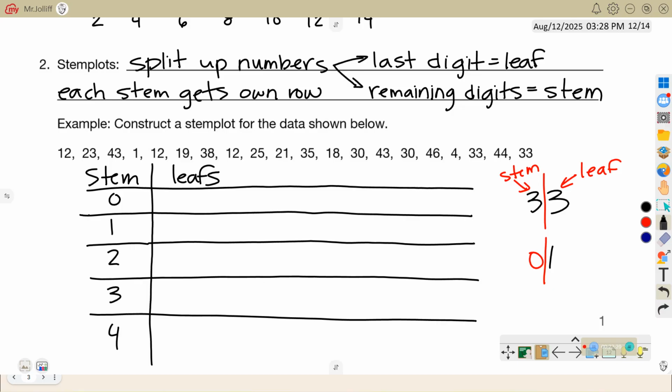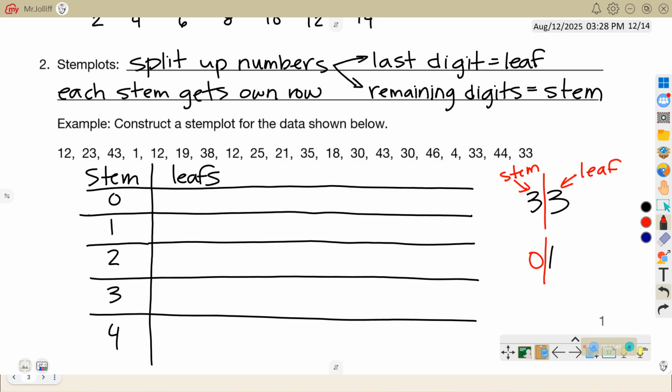From here, it's kind of like a dot plot. I'm going to put the numbers in order in the stem that they belong to. The trick is they need to be in order from smallest to largest. So I cannot just work from left to right across that line like I did before. I need to work across that line from smallest to largest. We have to sort it as we go.